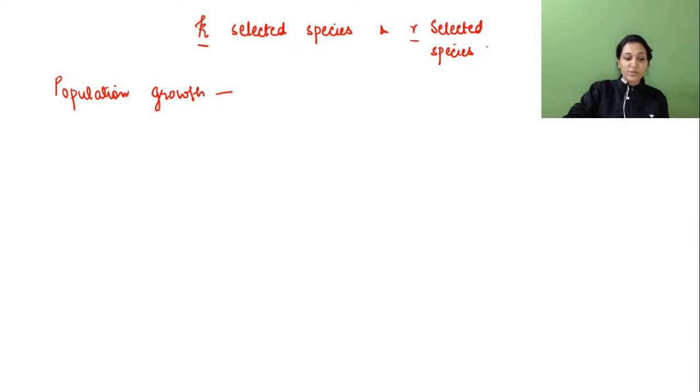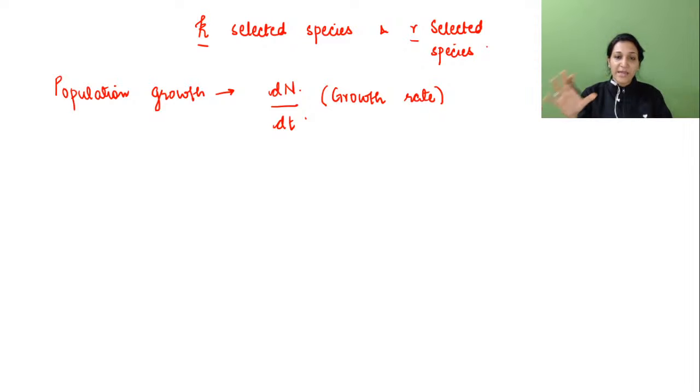This population growth is actually represented by dN/dt. Population growth can also be called growth rate. This formula is also for growth rate. What is growth rate? If the environment and that particular habitat support the growth of an organism, the number of organisms which can increase is called growth rate. This growth rate is in terms of individuals of a particular species.